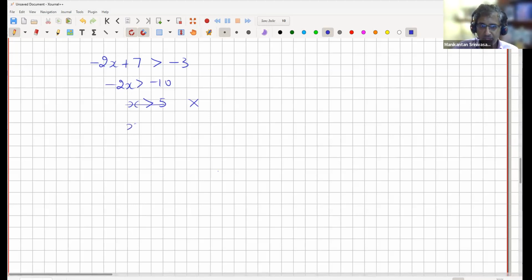It should be, when we are dividing in the step, you're dividing both sides by minus 2. Therefore, it should be x is less than 5. Okay. So that's one thing to be aware of. All of us know this, but in the heat of the moment, we'll forget this, flipping the sign.